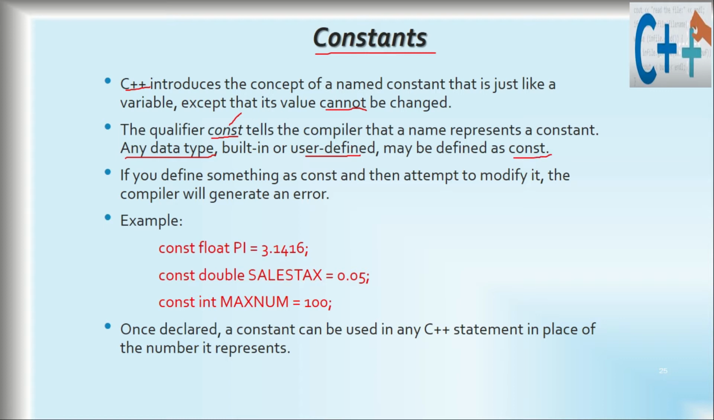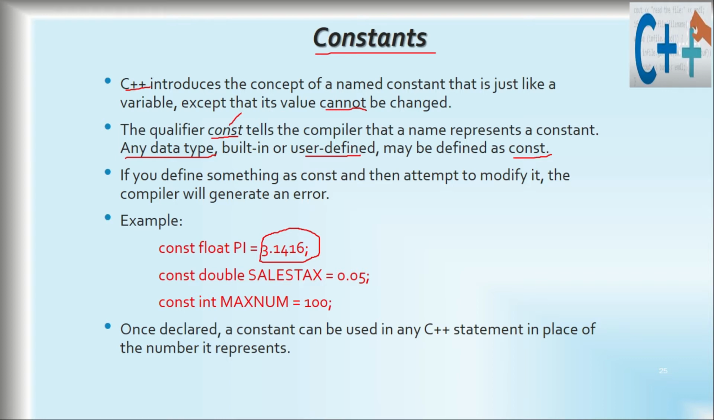You can declare, based on your interest or the user's need, a const variable with one value, and you can use it throughout the program or the source code. If you define something as a constant and then attempt to modify it, the compiler will generate an error, because you already declared it once with an unchanged value. For example, const float pi is equal to 3.1416. This is a constant. Once you declare it, you use it as it is.